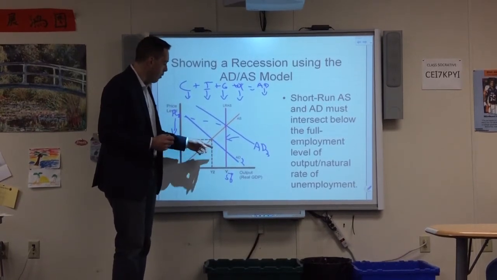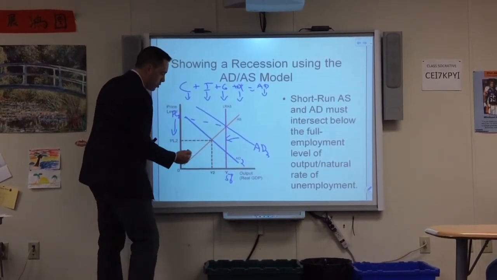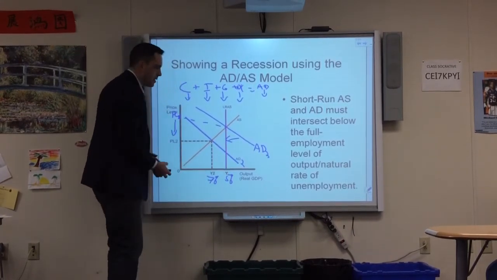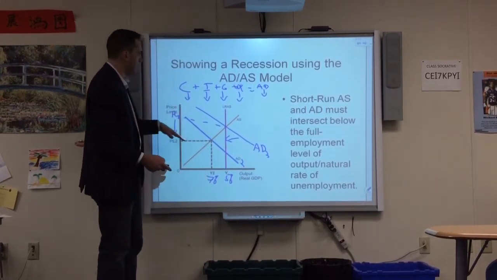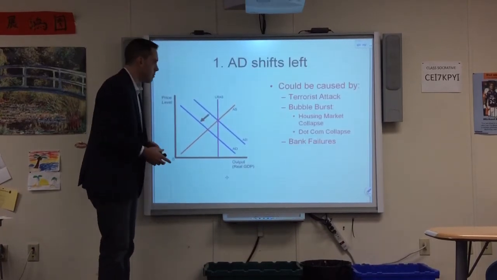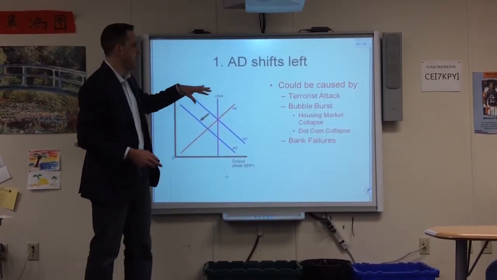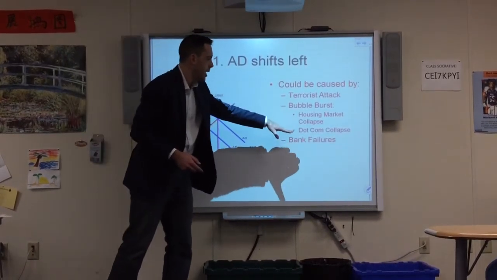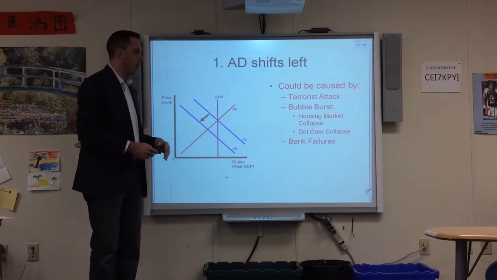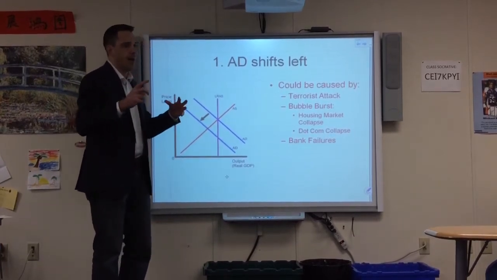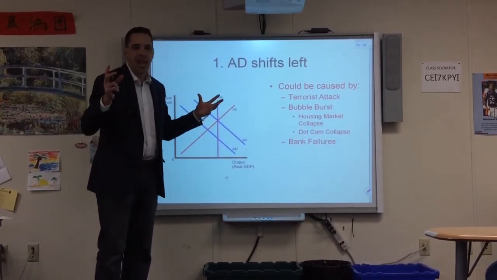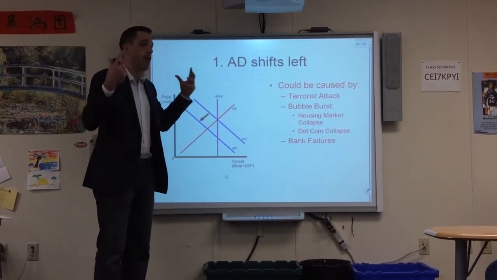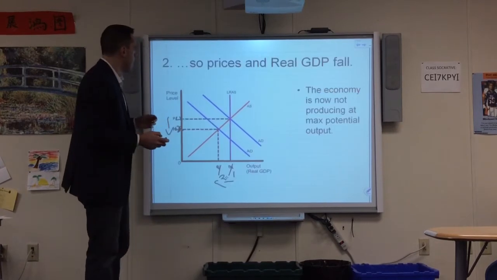So at this point, we would say that unemployment is greater, so maybe unemployment is 7%. Employment is less, and our real output is less, and price levels fall. This is a recession. So we're going to go through this again. This could be caused by a terrorist attack, a burst bubble, the housing market, .com, bank failures. It could be caused by rapidly increasing tax rates in a nation. The threat of war could cause this as well.